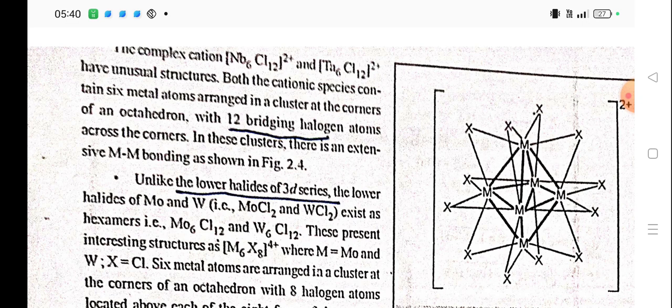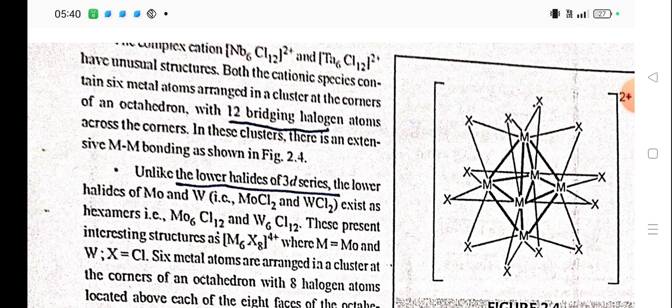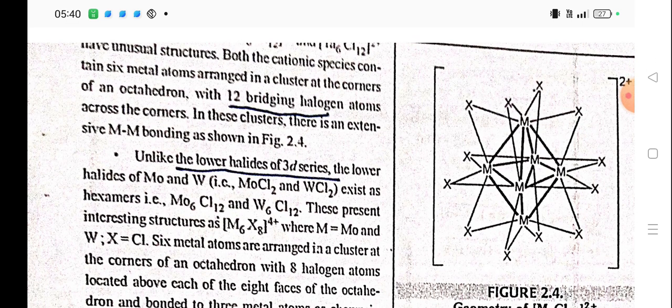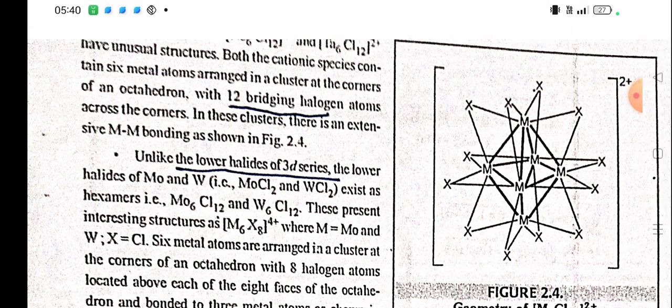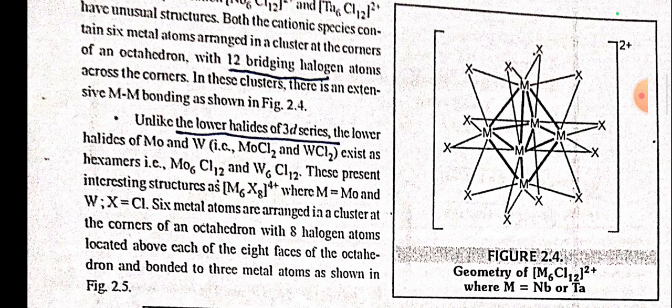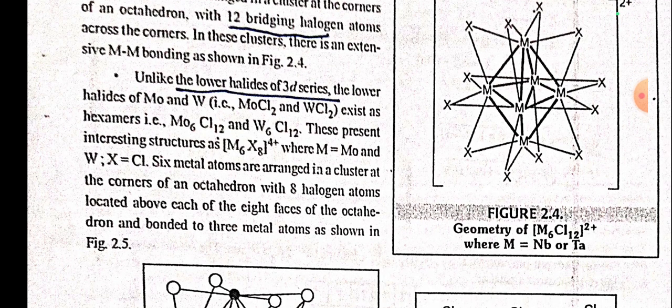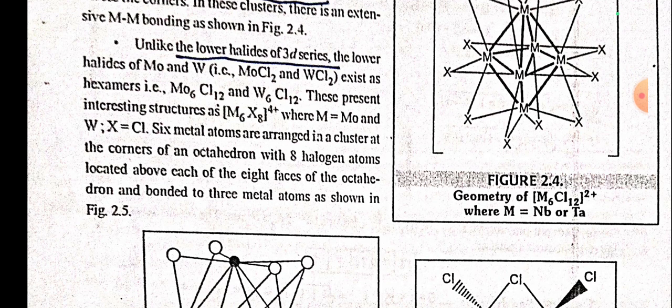Both the cationic species contain 6 metal atoms arranged in a cluster at the corners of an octahedron with 12 bridging halogen atoms across the edges. In these clusters, there is extensive metal-metal bonding. Unlike the lower halides of the 3d series, the lower halides of Mo and W exist as hexamers. These present interesting structures as [M6X8]4+, where M is Mo or W, and X is Cl.